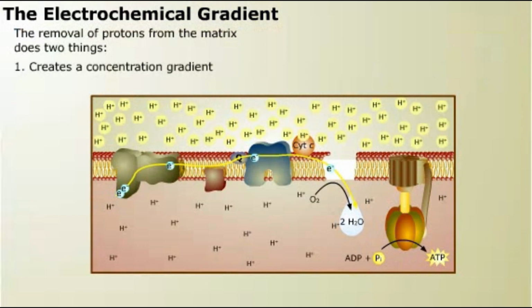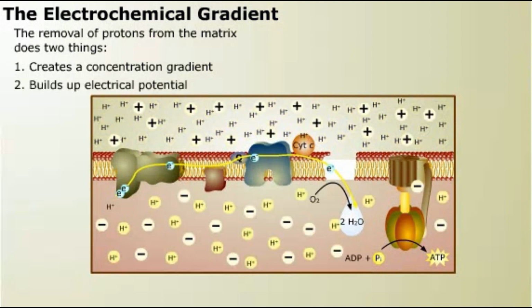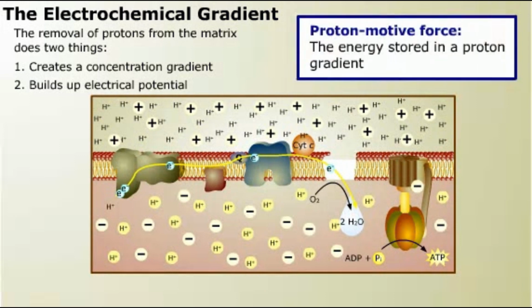It creates a concentration gradient across the inner membrane as the concentration of protons outside the matrix exceeds the concentration inside. It also builds up an electrical potential because a positive charge is removed every time a proton is transferred out of the matrix. The combination of proton concentration and electrical gradients, called an electrochemical gradient, creates the proton motive force. The proton motive force is the energy stored in a proton gradient. When this energy is released, ATP is synthesized.